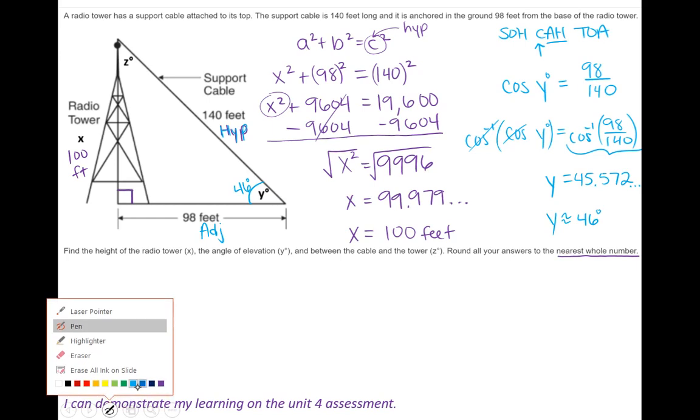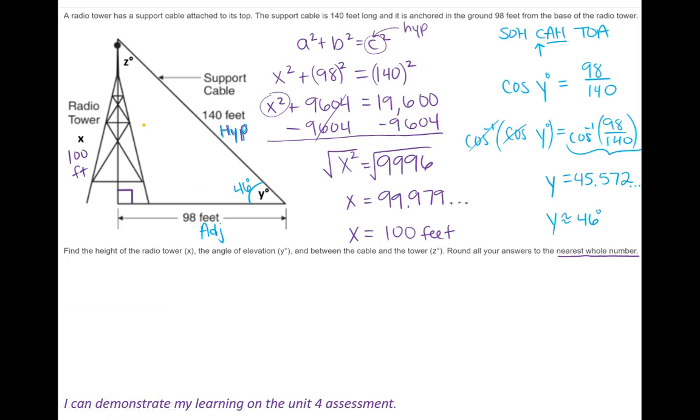Then my last one I'm going to come to is the z. To find z, I could do another trig function, but now that I know two angles in my triangle, I know all the angles have to add up to 180. So I can take the two that I know, 90 and 46, and add them together, and I get 136. I take that and subtract it from the total for the triangle, and that gives me 44 degrees for our last angle.